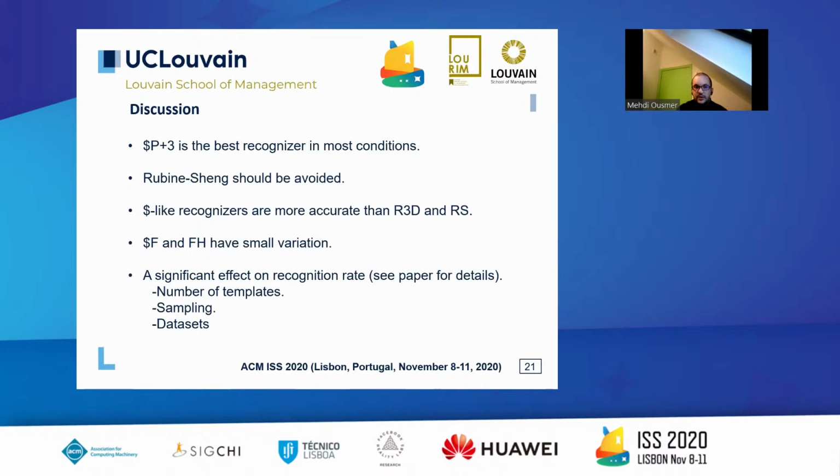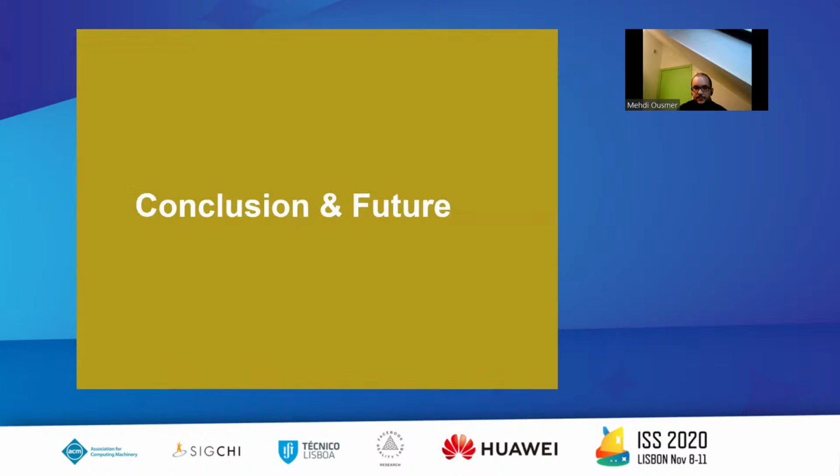Concerning the effect of factors on measures, we cite the effect of the number of templates on the recognition rates of all the recognizers, the significant effect of the number of points on the $-like recognizers, and likewise, the datasets affect the recognition rates for all recognizers in the user-independent scenario.